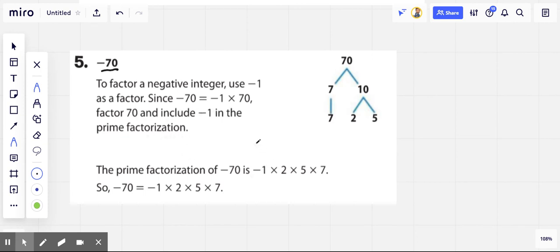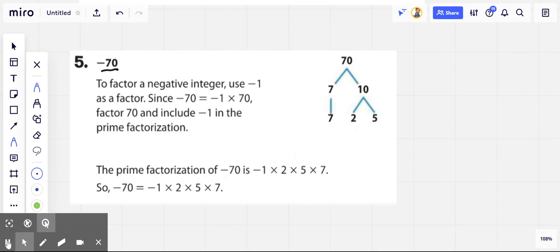So here's an example of that. They listed the number at the top. Then they broke 70 out as 7 times 10. 7 is a prime number, so it automatically goes down. 10 can be split up into 2 and 5. So 2, 5, and 7 are prime numbers. So the prime factorization of negative 70 is negative 1 times 2 times 5 times 7.